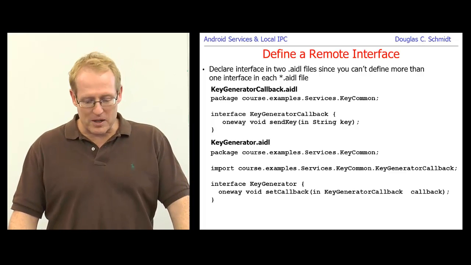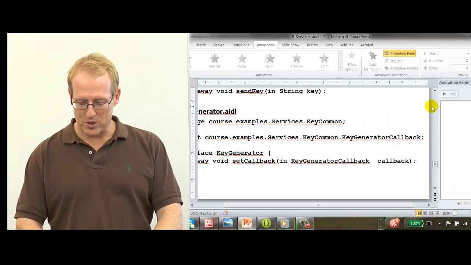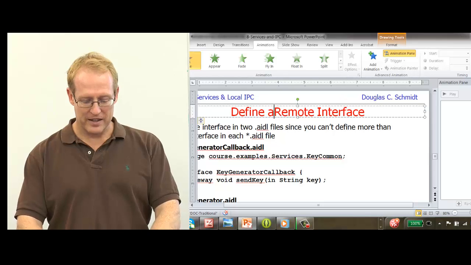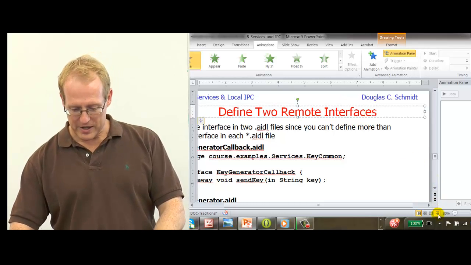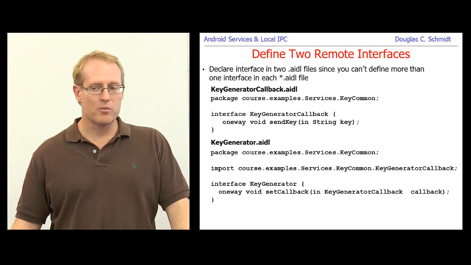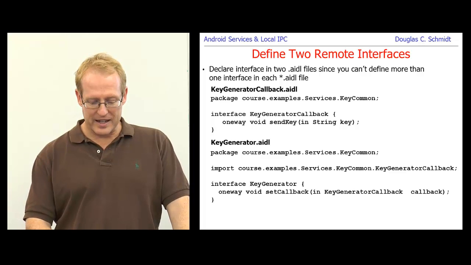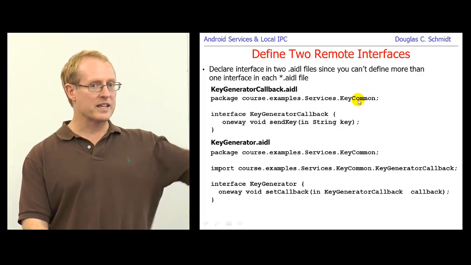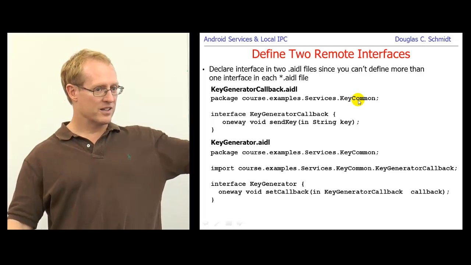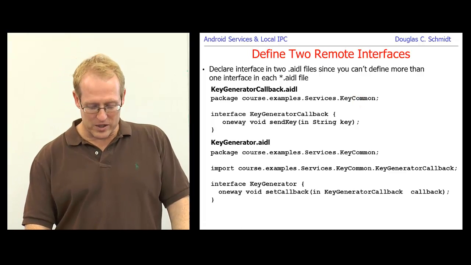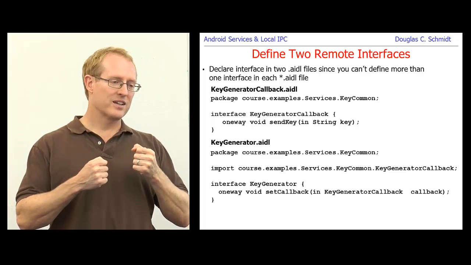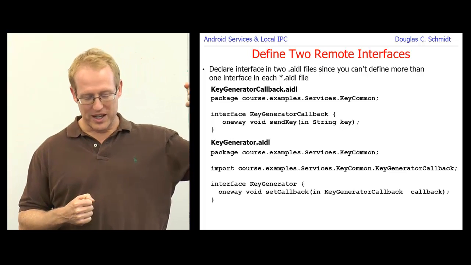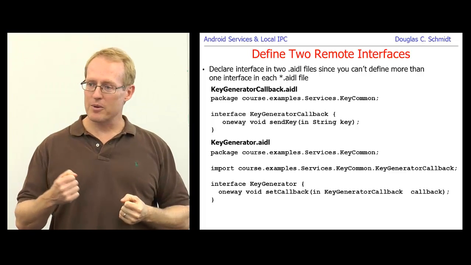All right, so let's start by talking about the way in which we're going to define the interfaces. So we actually define two remote interfaces. And as you can see here, we're going to have two of them. One of them is called key generator callback. And that guy is going to define a one-way method for sending a key from the service back to the activity. And the other one is called key generator. And that has a one-way method that takes a reference to a key generator callback as an in parameter.